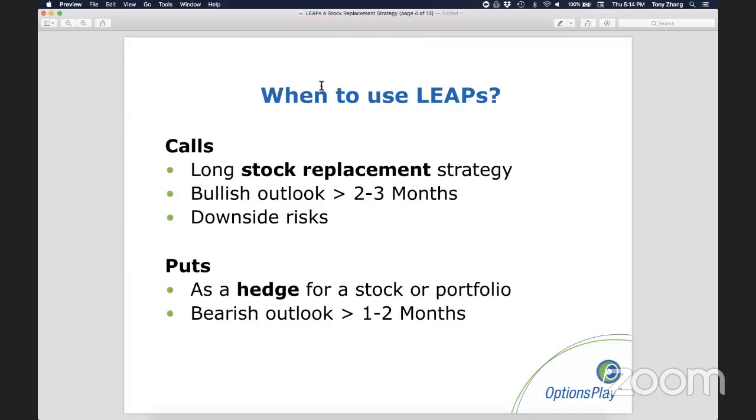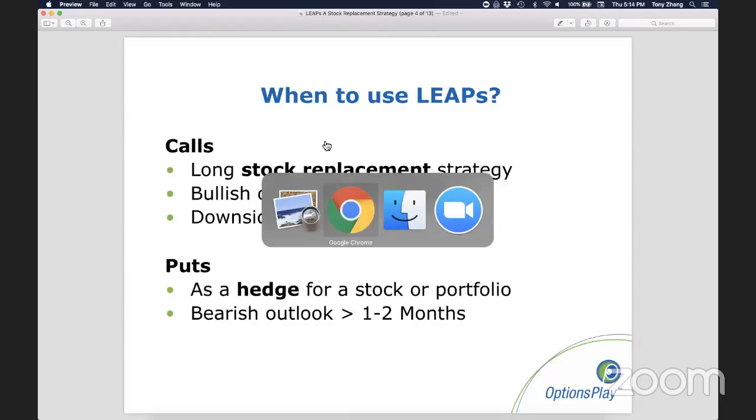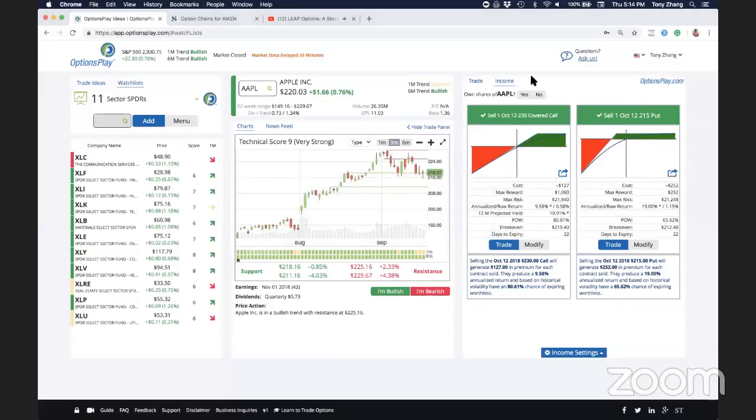Rose is asking, in the case of buying leaps for a hedge, is there an equivalent covered call to offset the cost of buying the put leap? Absolutely. So the same way that you use the income tab here, we give you a covered call example here on the left, we give you a short put example here on the right. You can use this short put as your way to offset the cost of that long put. So yes, absolutely, you can use that.